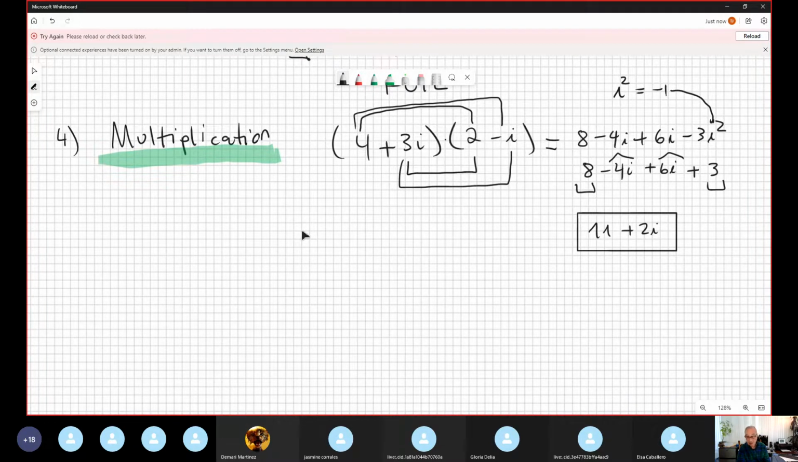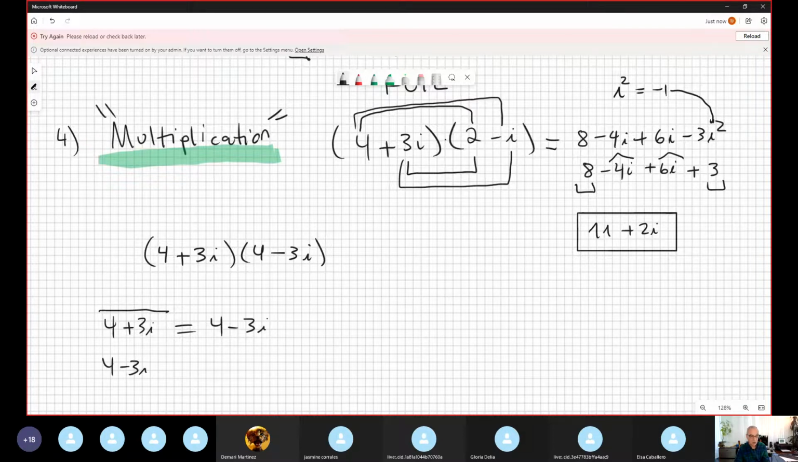However, I want to take advantage of that moment to explain one particular special example of the multiplication. So in this case, I am doing multiplication again, but in this scenario, we are multiplying two complex numbers whose relationship is a conjugate. So I know very well that the conjugate of 4 plus 3i is 4 minus 3i.